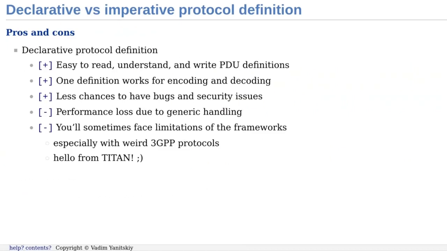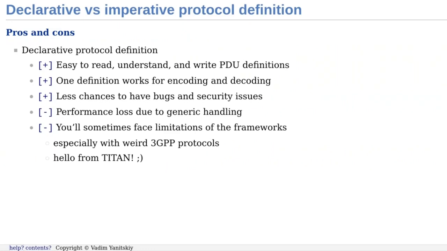And regarding the benefits and disadvantages of using declarative protocol definition, it's always easy to read the declarative definition, it's easy to understand and write something simple on the fly. And a huge benefit here is that one definition usually works for encoding and decoding. You don't need to specify the encoder and decoder functions separately, and with that you have fewer chances to have bugs and security issues, unless your framework itself is kind of vulnerable. So if you fix the framework, you fix all the definitions.